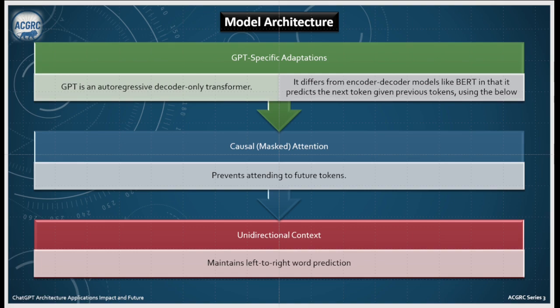Under GPT-specific adaptation, GPT is an autoregressive decoder-only transformer. It differs from encoder-decoder models like BERT in that it predicts the next token given previous tokens using the below, which is causal attention, which prevents attending to future tokens, and unidirectional context, which is maintaining left-to-right word prediction.